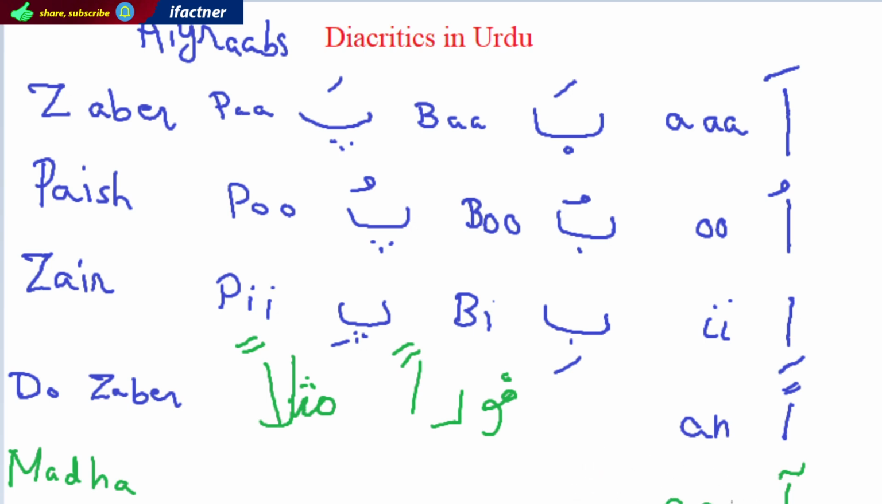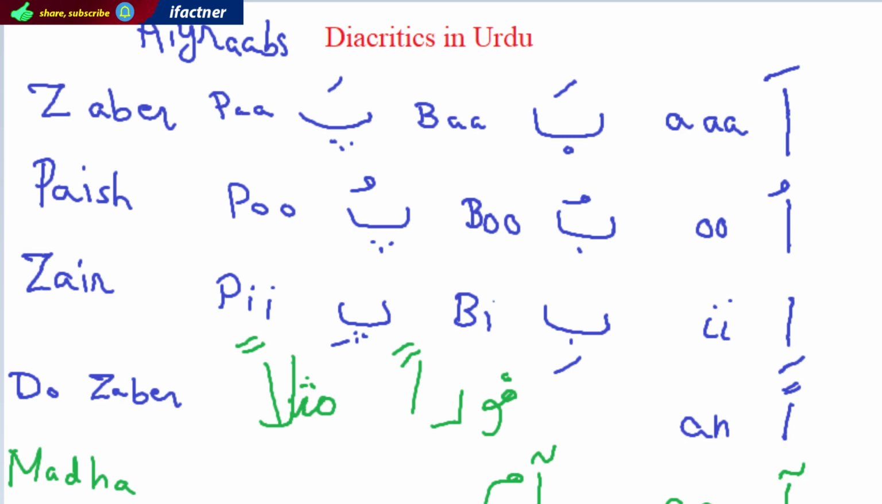Alif makes the sound of a, but if you want to make the sound bigger, then we use alif madda. Alif madda and meem is am, as in mango. So we only use madda on top of alif.